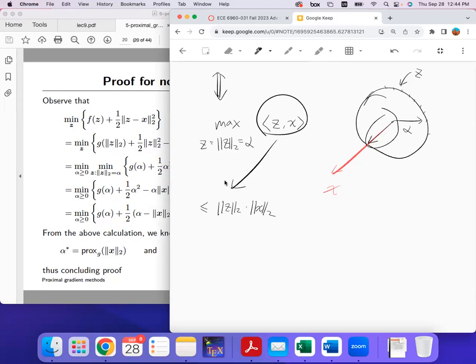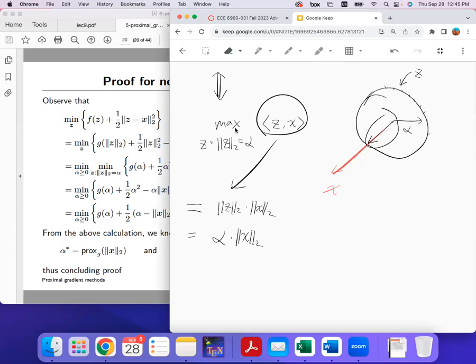then this is equality. So the maximum value of this inner product equals the product of the L2 norms. Because when they are exactly aligned with each other, the angle is zero, so the dot product is simply the product of the norms. And in this case, it's alpha times the L2 norm of x. Right? Because we are given that the L2 norm of z is alpha.